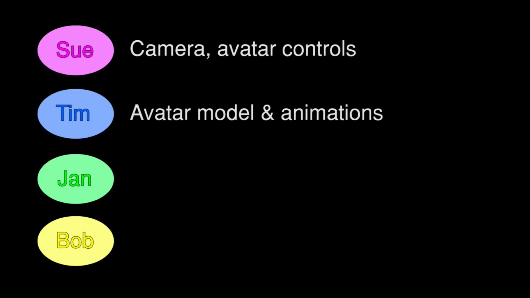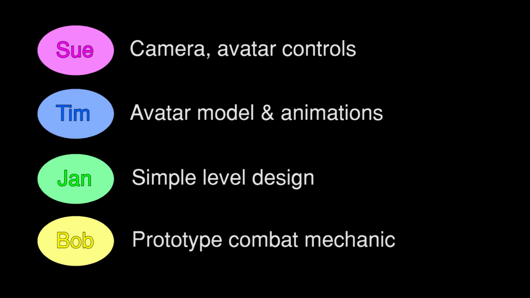Once you have decided which backlog elements to implement, you should then delegate this work to members of your team. Ideally, this should be done voluntarily, based on your specific skill sets. Your programmers may work on the camera and movement mechanics, your artists on the avatar and basic animations, your designers on the level and early combat testing.